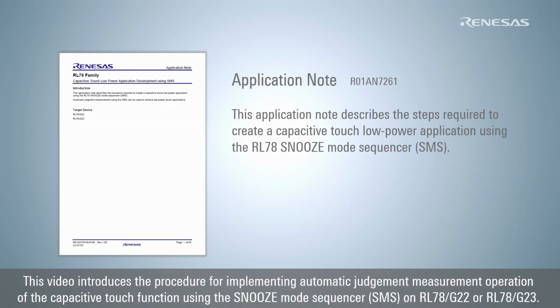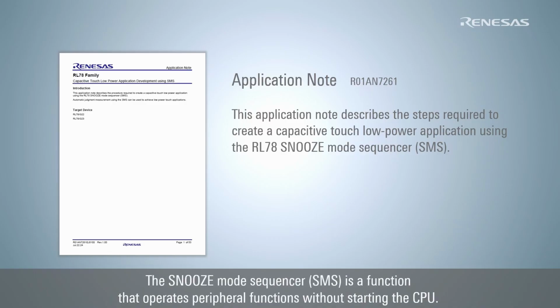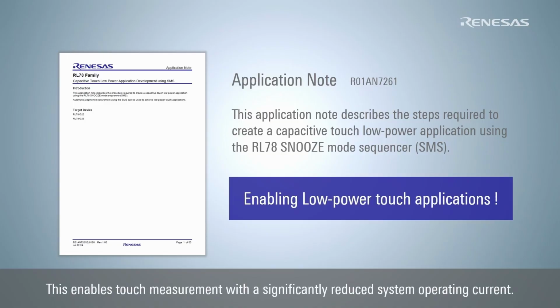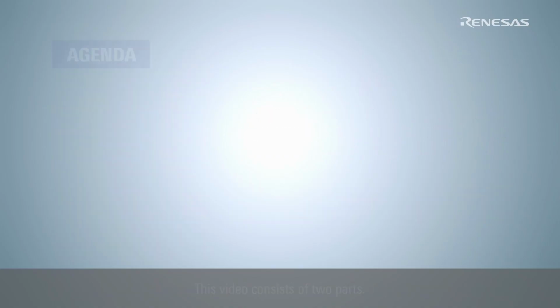This video introduces the procedure for implementing automatic judgment measurement operation of the capacitive touch function using the SNOOZE Mode Sequencer, SMS, on RL78G22 or RL78G23. The SNOOZE Mode Sequencer, SMS, is a function that operates peripheral functions without starting the CPU. This enables touch measurement with a significantly reduced system operating current.